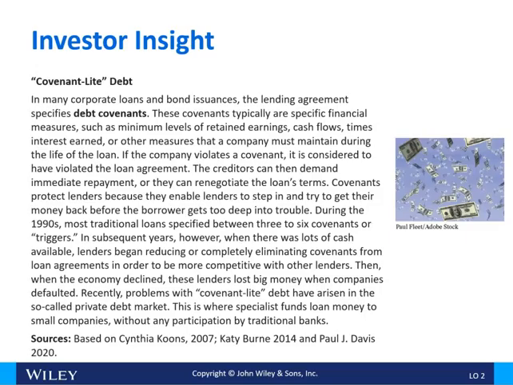During the 1990s, most traditional loans specified between 3 to 6 covenants or triggers. In subsequent years, however, there was lots of cash available. Lenders began reducing or completely eliminating covenants from loan agreements in order to be more competitive with other lenders. Then when the economy declined, these lenders lost big money when companies defaulted. Recently, problems with covenant light debt have arisen in the so-called private debt market. This is where specialist funds loan money to small companies without any participation from traditional banks.